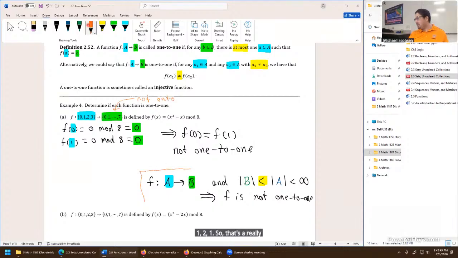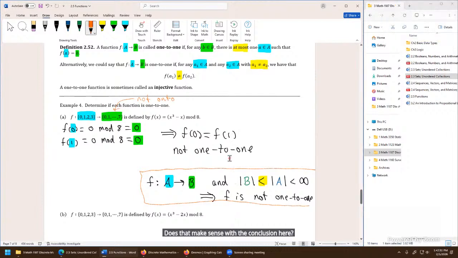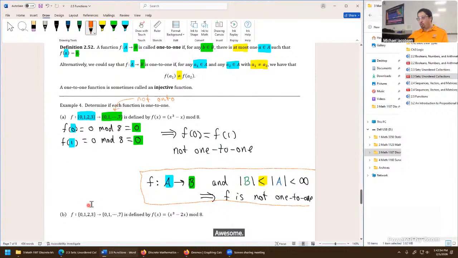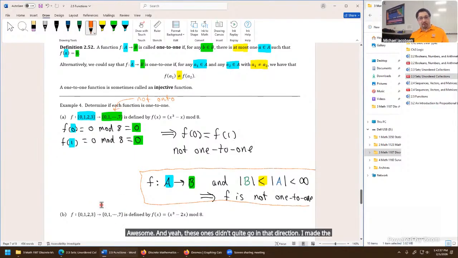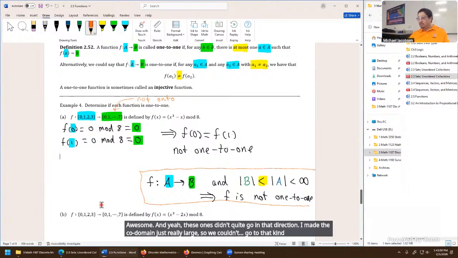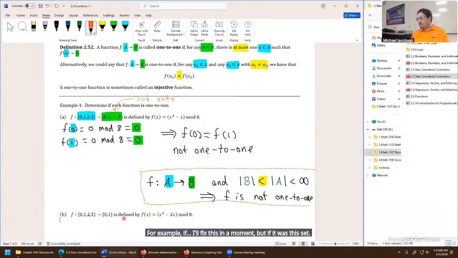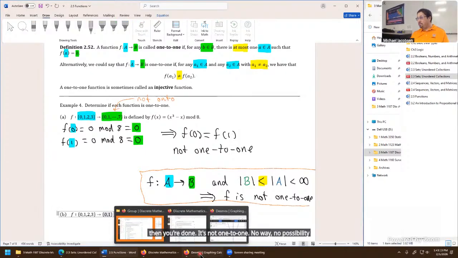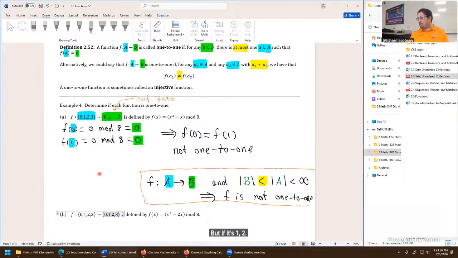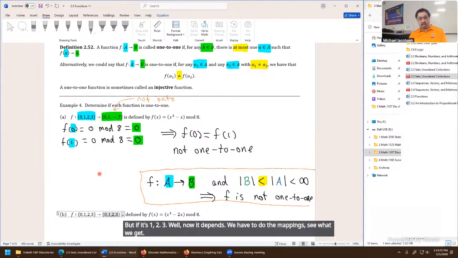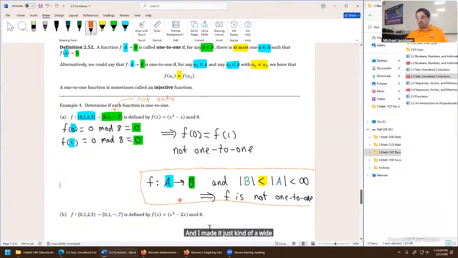So that's a really good side thought. Thanks for mentioning that. Does that make sense with the conclusion here? Yes. Awesome. And yeah, these ones didn't quite go in that direction. I made the codomain just really large, so we couldn't go to that kind of statement, but that would have been a fun problem. For example, I'll fix this in a moment, but if it was this set, then you're done. It's not 1-to-1. No way, no possibility for that. But if it's 1, 2, 3, well, now it depends. We have to do the mappings, see what we get to see if anything overlaps, if there's any collisions in the output. And I made it just kind of a wide landscape on this one, 0 through 7 for the integers.